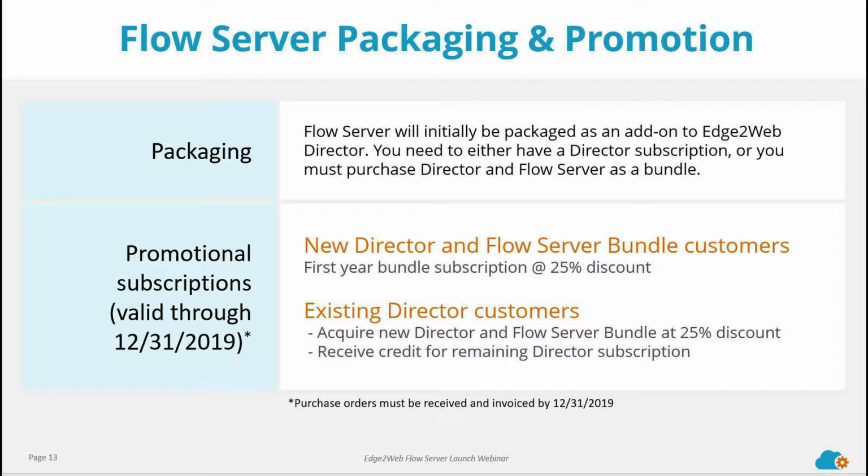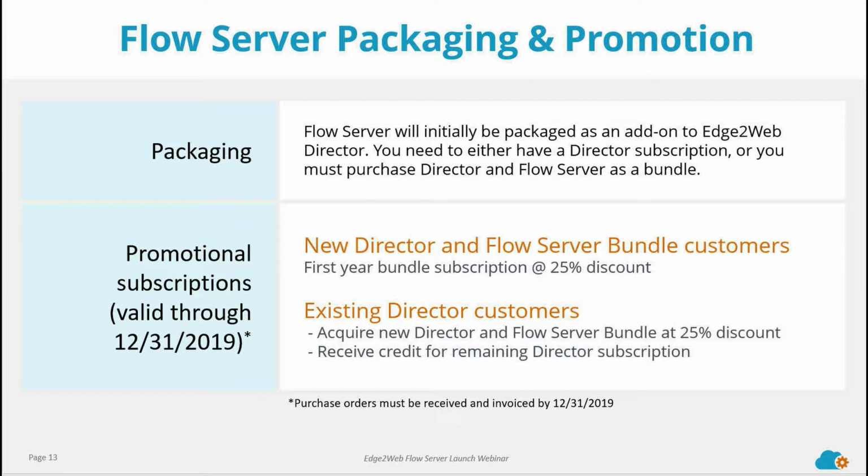If you are currently a Director customer, the way we will do this is to credit you for whatever the remaining amount of subscription value you have on your Director subscription, and then we will write you a new bundle subscription at the 25% discount and credit any investment you've already made in Director. We will credit that against your new bundled subscription. So the idea is to keep this very simple and to allow you to quickly transition into a bundled type of solution.